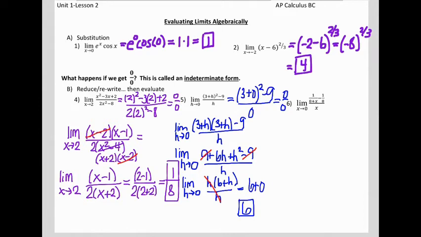Let's take a look at number 6. First thing you always try is evaluating at 0, because like in number 1 and 2, if you wind up with a real number answer, you've got nothing else to do. Not so lucky. We wind up with 0 over 0. That's the clue that we've got to do something else. This is an indeterminate form.